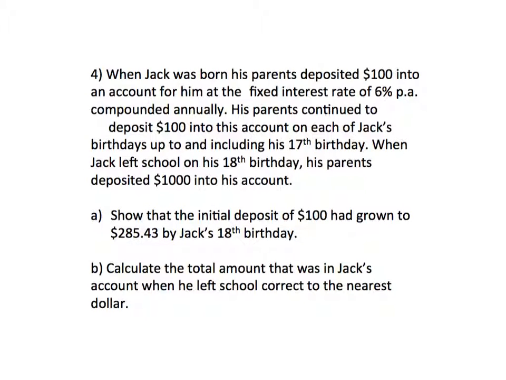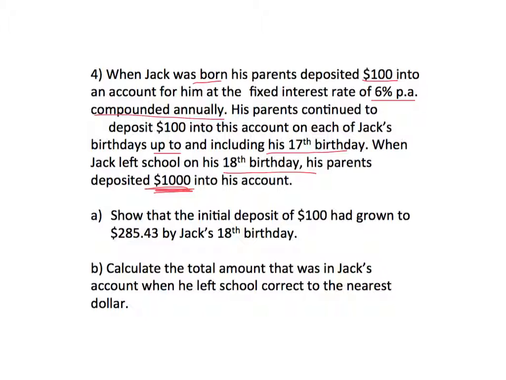In this example, when Jack is born, his parents deposit $100 into an account for him, at a fixed interest rate of 6% per annum compounded annually. His parents continue to deposit $100 into his account on each of Jack's birthdays up to and including his 17th birthday. Then when he left school on his 18th birthday, his parents deposited $1,000. So they upped it from $100 every year until he was 17, and then on his 18th birthday they deposited $1,000 into his account.